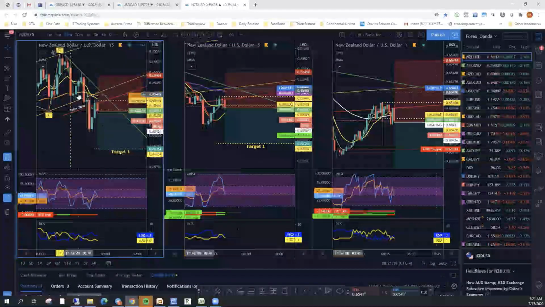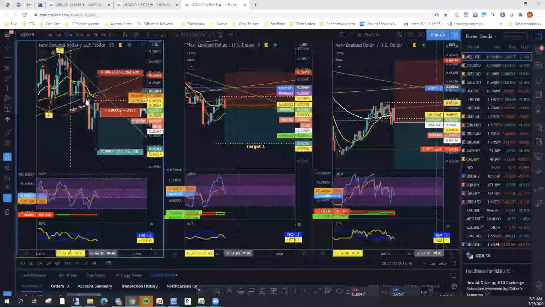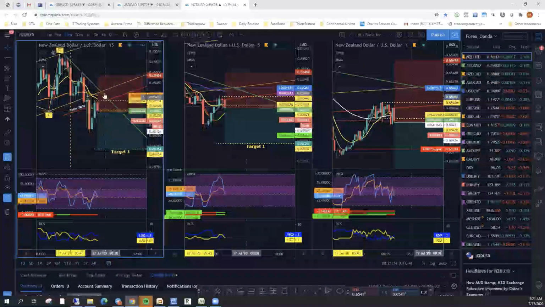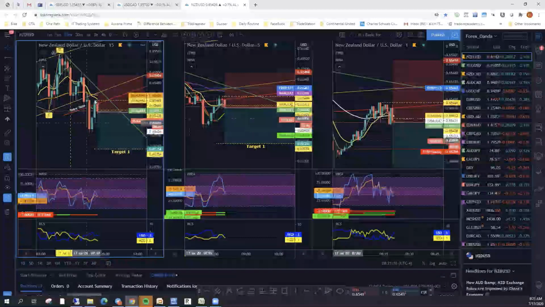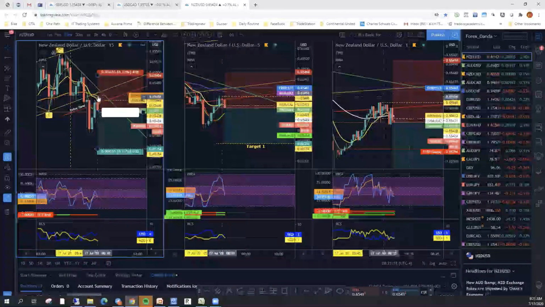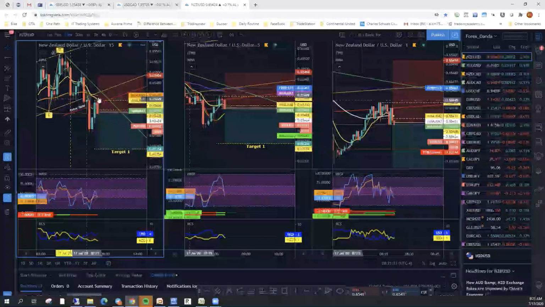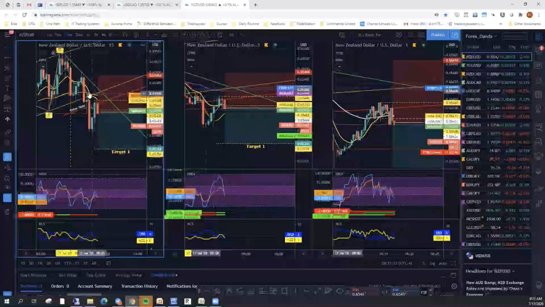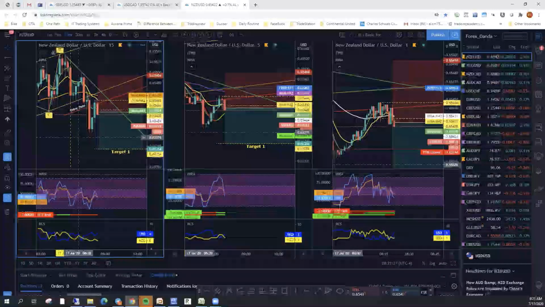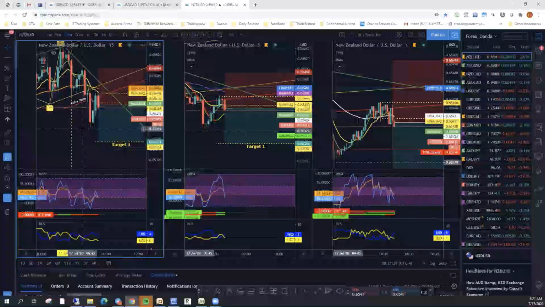Yeah, and you also see that the 62 on the 15 is now inside of our entry zone. So there's a lot of heat. It's going to take a lot of energy for it to get through both of those. And now you have the cross of the 13 and 62, and it's crossed right inside of our entry, which is a good indication that this thing's going to move in our right direction.